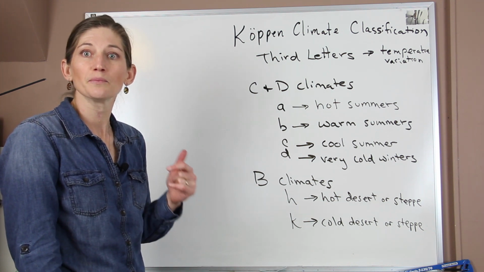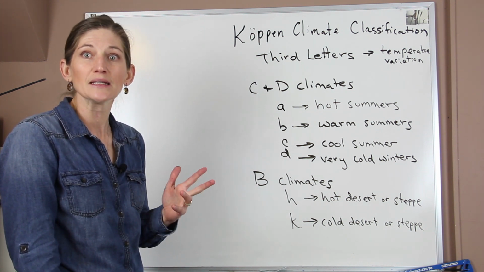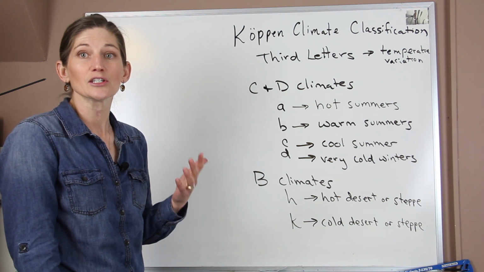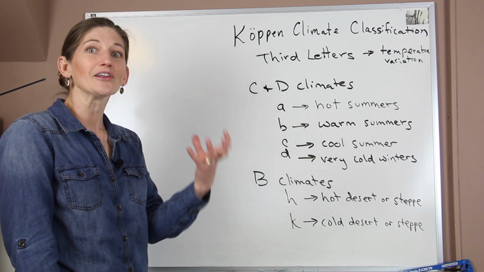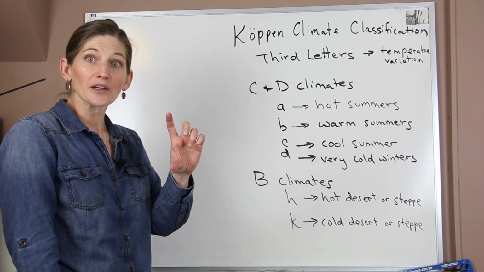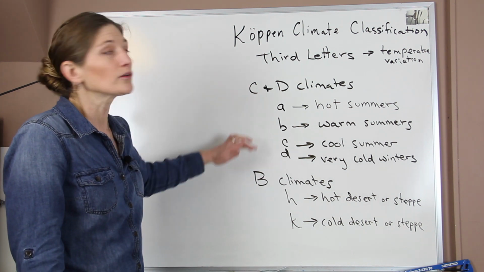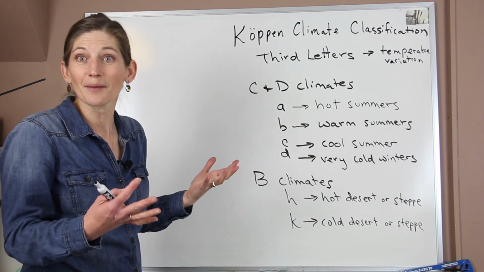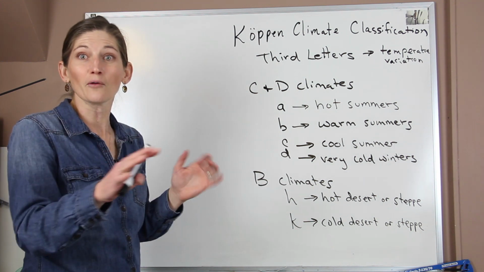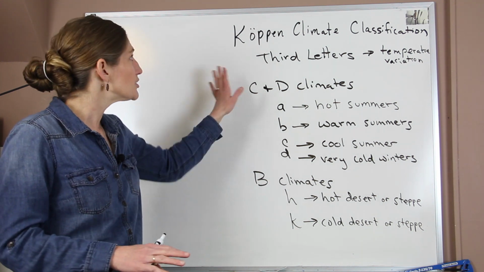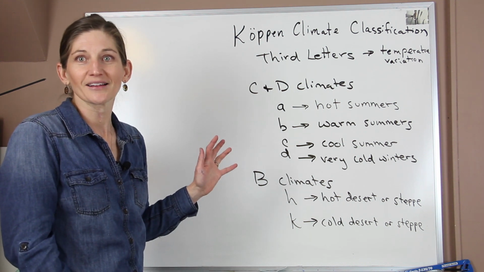I hope this helps you better understand what those letters mean, and now gives you the ability to look up a location, look at the climatograph, look at the letters for its climate designation, and then understand what it means. Or even look at the climatograph and then figure out which letters it would fall under to understand its climate classification.